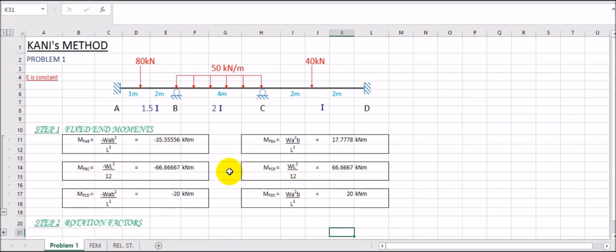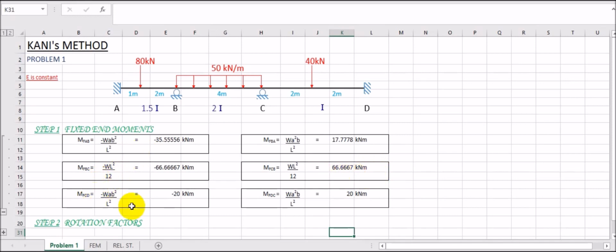Again, the sign convention, as I had mentioned earlier, is minus WL square by 12. So W is 50, L is 4 meters, and the MFBC we get is minus 66.6667 kilonewton meter. Then we come to MFCB, which is plus WL square by 12. The magnitude of both fixed moments, MFBC and MFCB, is the same, but the signs are different. That is, the nature is different, magnitude is same. So again it is 66.6667 kilonewton meter.